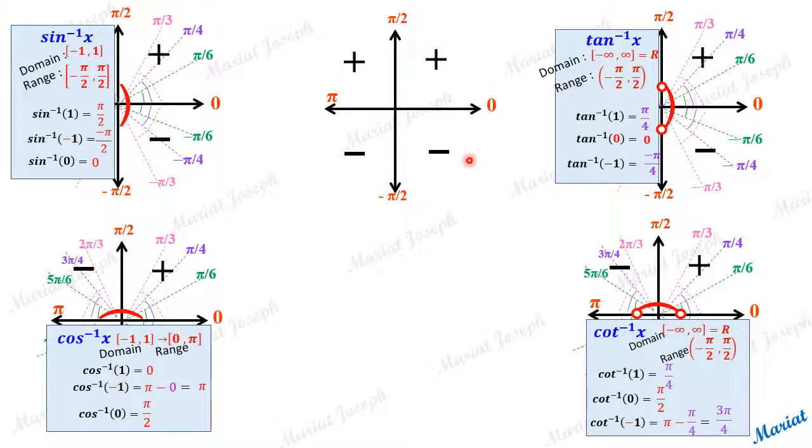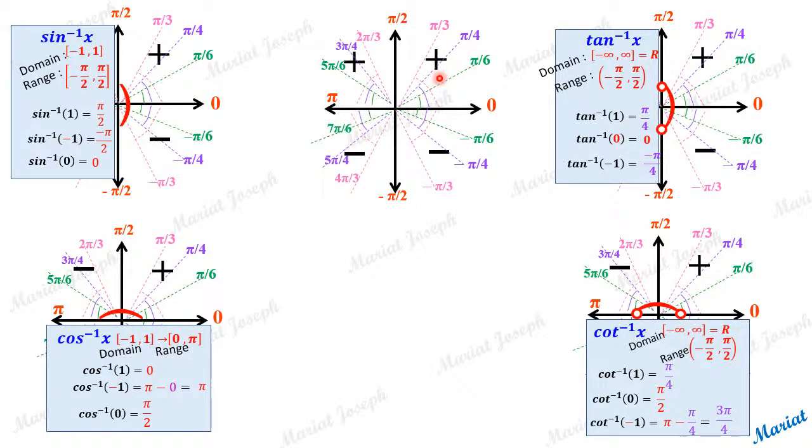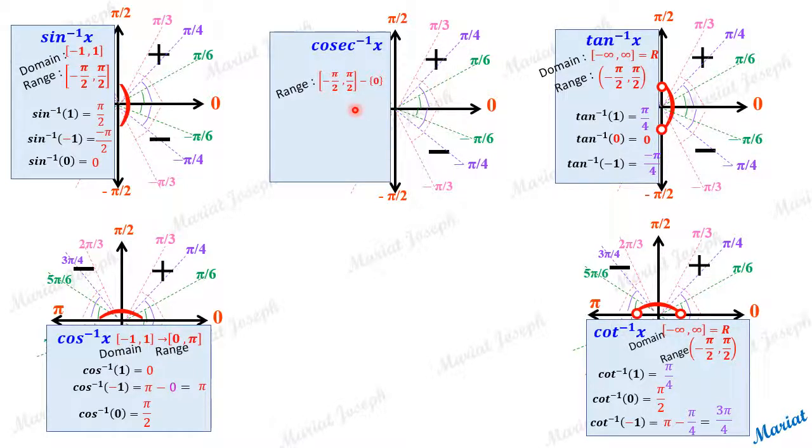Next is the cosec inverse x function. That is also associated to sine theta. Sine theta's reciprocal is cosec theta. Cosec theta function's inverse is cosec inverse. The first and second quadrants are positive, third and fourth quadrants negative. Just like the sine inverse x function, the range is taken as the negative and first quadrant only. But cosec inverse 0 is not defined. So this number is deleted from the interval minus pi by 2 to plus pi by 2.